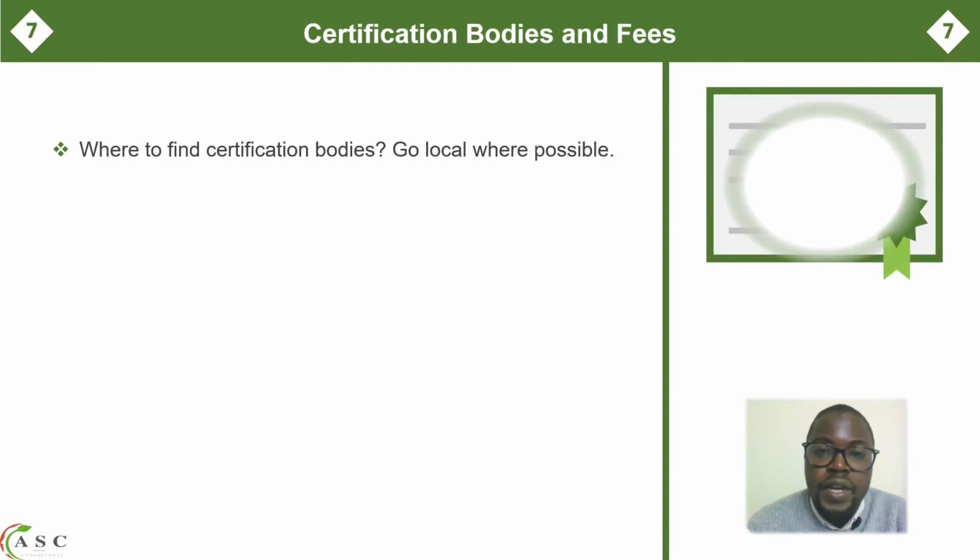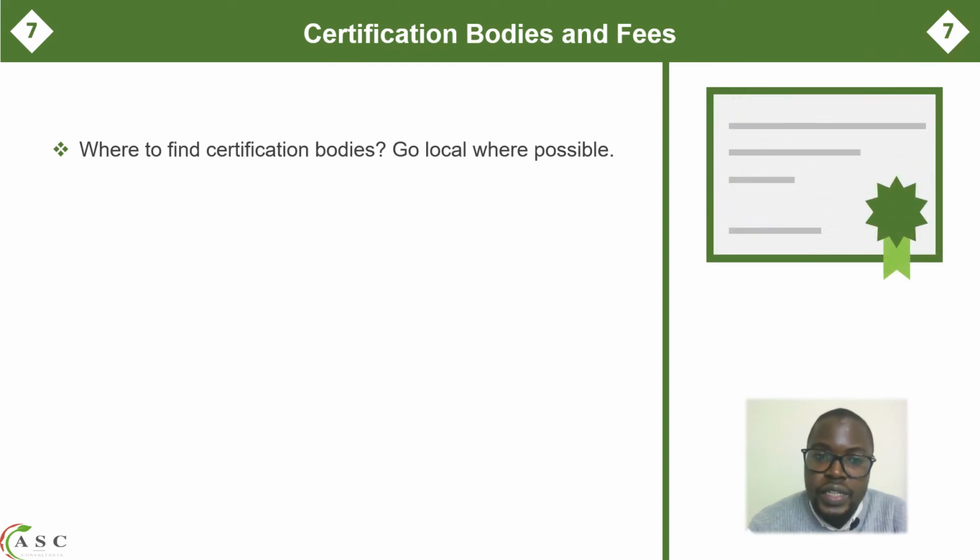Under lesson 7, we are looking at certification bodies and fees. So where can you find certification bodies? There are many certification bodies that you can use. You just need to ensure that they are accredited with a certain accreditation body. Normally it will be UKAS or ANAB. It depends which one is which. You just need to make sure that for FSSC 22000, they are on the certification body list.